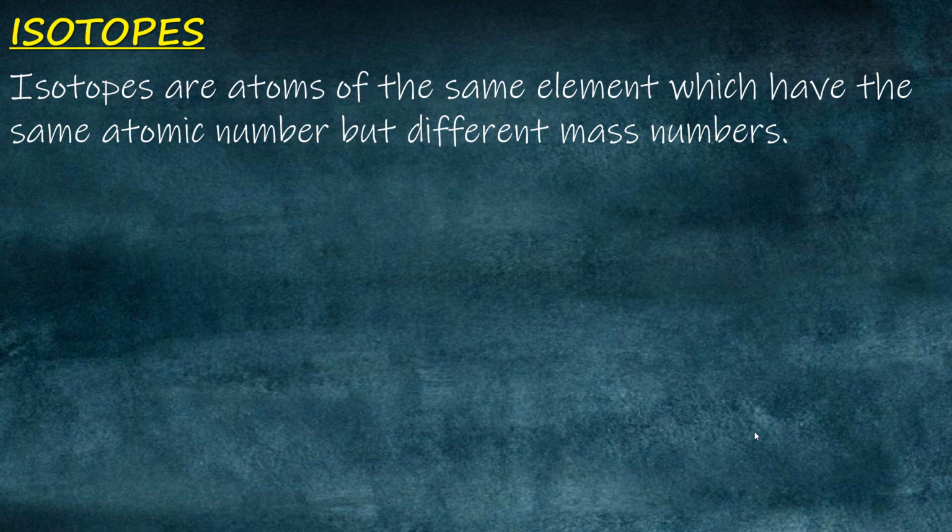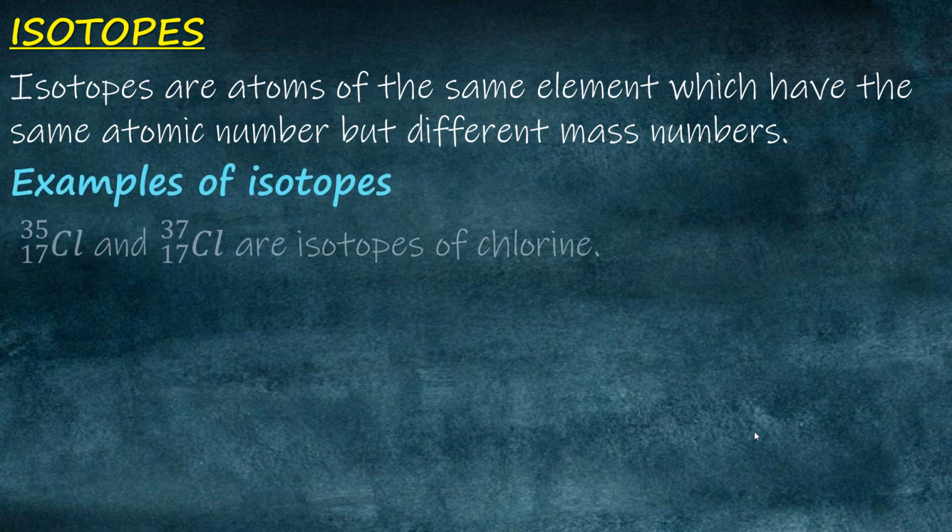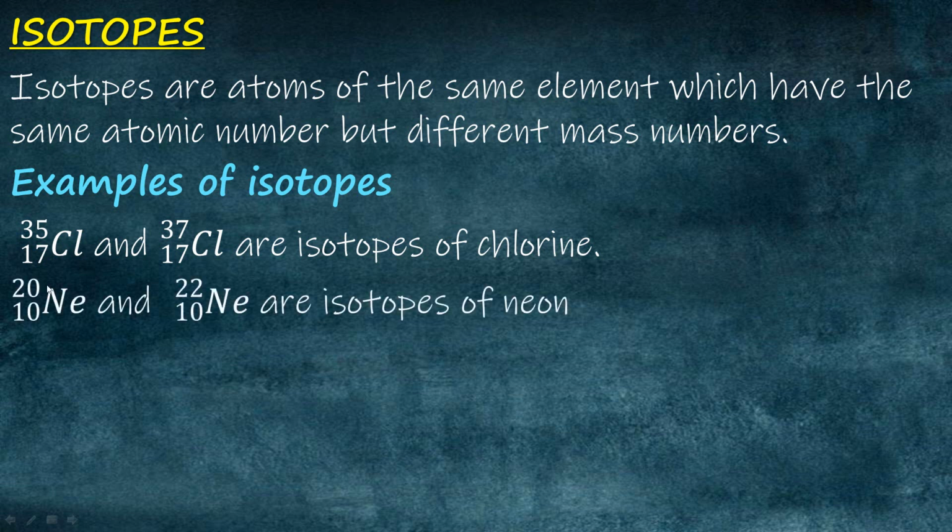What makes the atomic masses or the mass numbers different is the difference in the number of neutrons. So examples of isotopes, we have isotopes of chlorine. We have chlorine with the 35 up. You see the mass numbers are different. There is 35 and 37, but the atomic numbers are all 17. So those are isotopes. We have also neon, 10 down here for the same atomic number, but check the atomic masses, they are different.